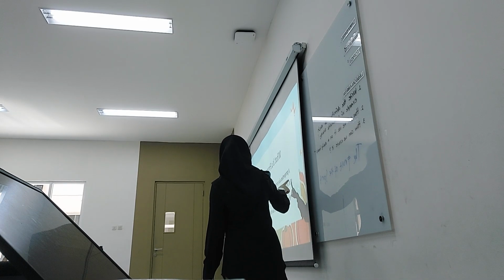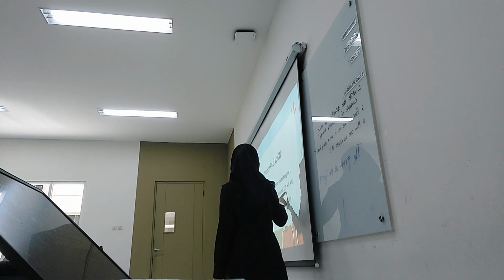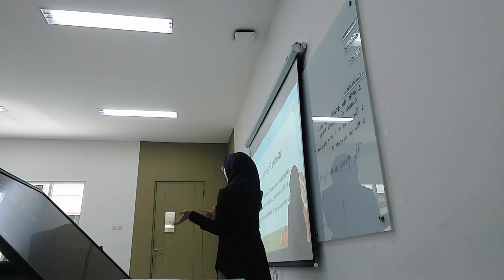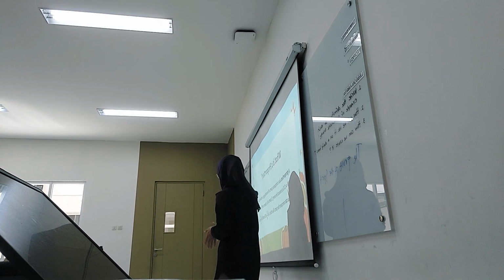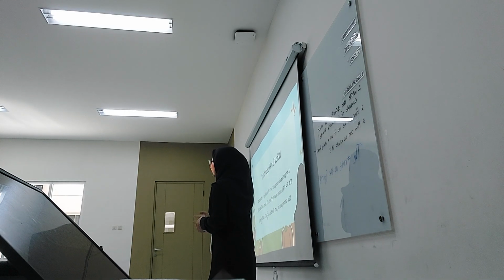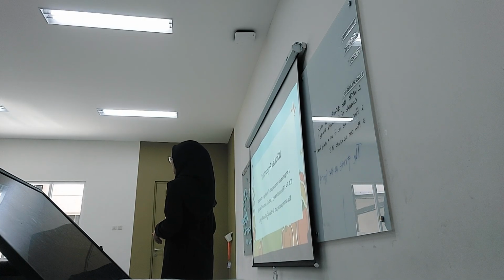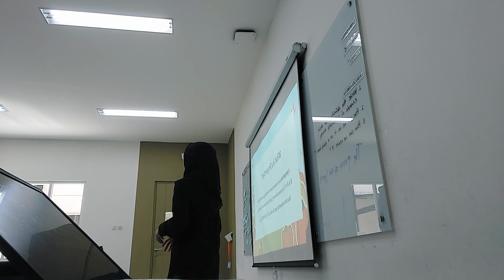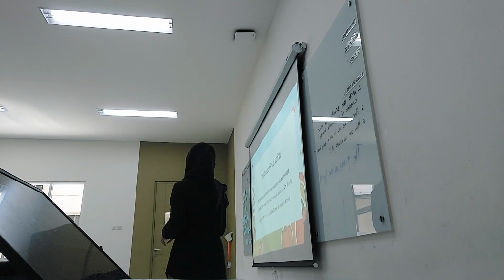If we have the ratio of A to B is 2 to 3, so for every 2 parts of A, we have 3 parts of B. Understand? What if I have 9 parts of B? How many parts of A? 6. What if I have 30 parts of B?